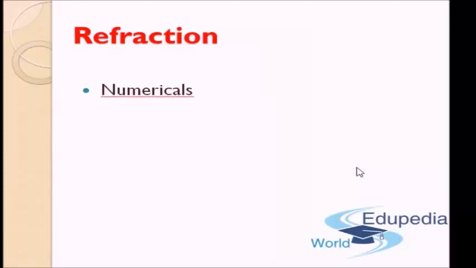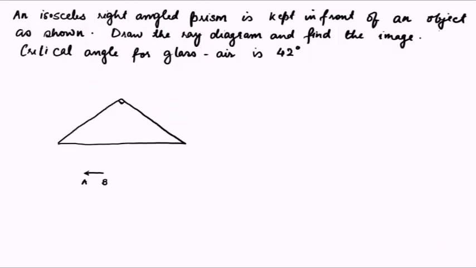Let us see them. The question at hand states that we have an isosceles right-angled prism. This is the prism and it is kept in front of an object AB. We are asked to draw the ray diagram to find the image. Where will the image be formed? That is what we are asked to find. And it is stated that the critical angle for glass-air is 42 degrees. So what this means is that IC is 42 degrees.